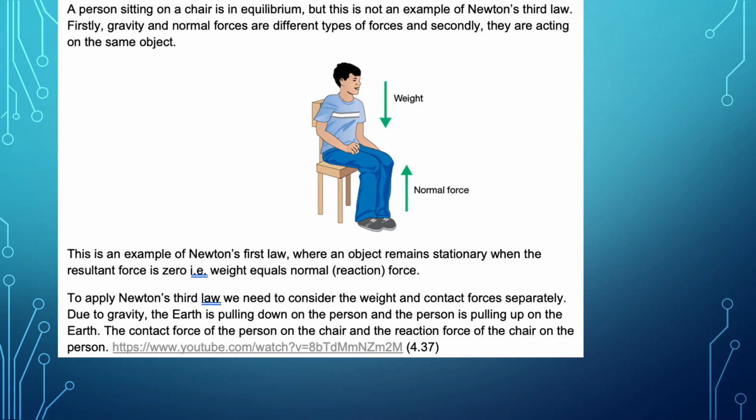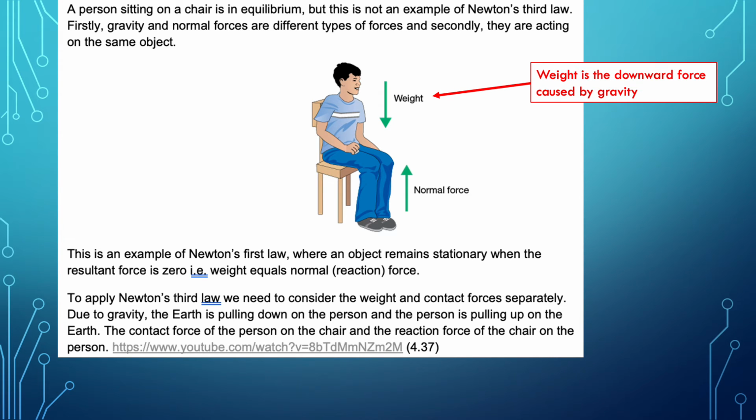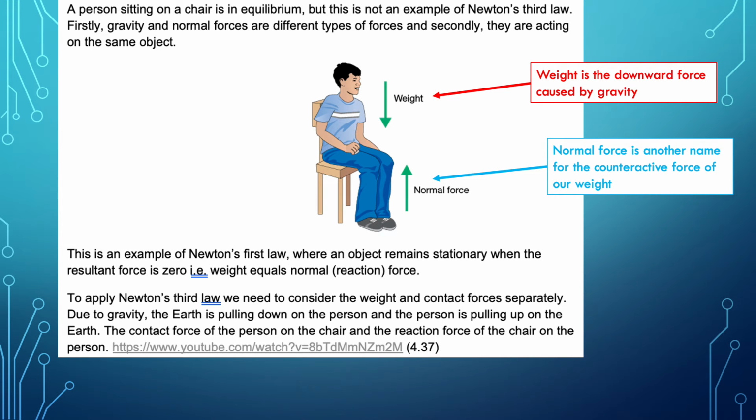So let's clarify some of the stuff that I just said, okay? So you have a person sitting on a chair, and it's in equilibrium because it's not moving, right? All the forces are balanced. But this is not an example of Newton's third law. And this is because gravity and normal forces are different types of forces, right? So weight is actually the downwards force caused by gravity, all right? Whereas the normal force, and this is something that you may not have heard before, normal force is another name for the counteractive force of our weight, right?